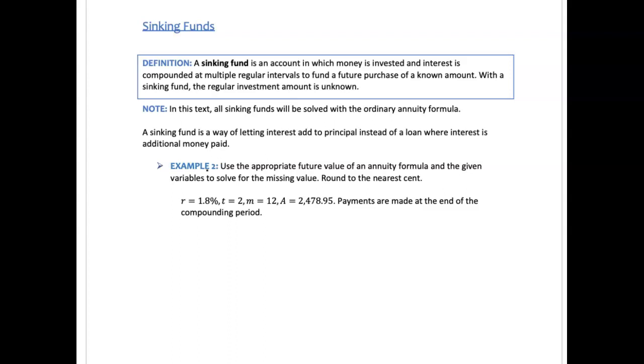So in this text, all sinking funds will be solved with the ordinary annuity formula. Example 2. Use the appropriate future value of an annuity formula and the given variables to solve for the missing value. Round to the nearest cent. So we're told the interest rate is 1.8%. The time is 2 years. The number of compounds per year is 12. And the future amount is $2,478.95. So my first step is to choose the appropriate formula.